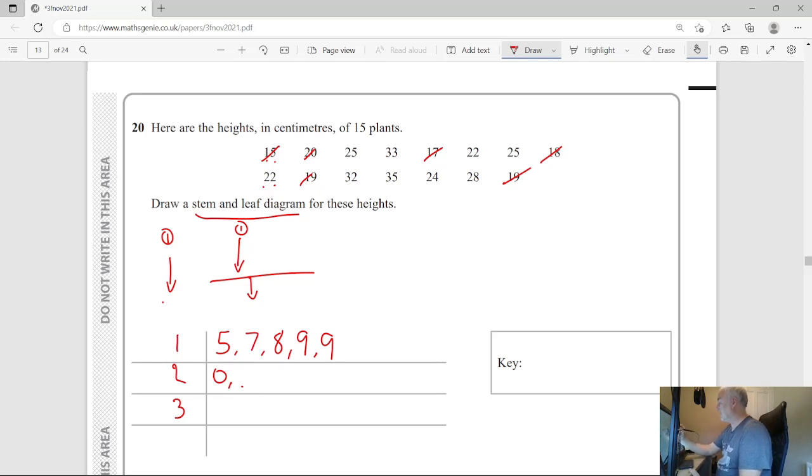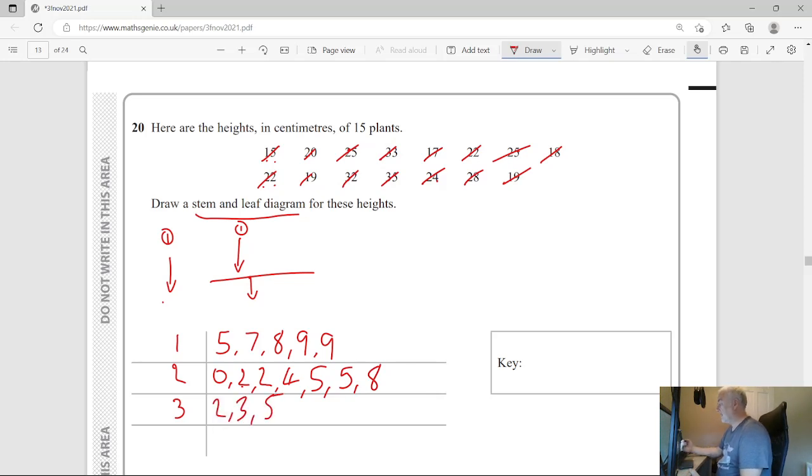There's no other 20s. 22, 22. 25, 25. We've got 24, crafty 24 in there. This is why you need to also think about when you're doing this. You could do a non-ordered stem and leaf first, and then do an ordered stem and leaf underneath if you wanted to. So we've got 24, 25, 25. We've got one more, which is 28. And then we've got 32, 33, 35.